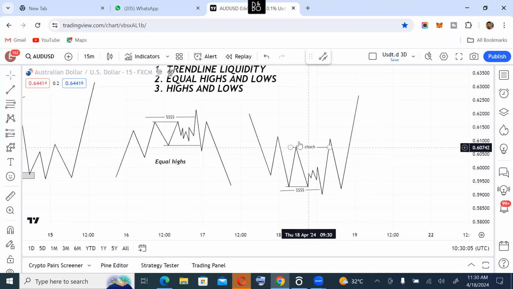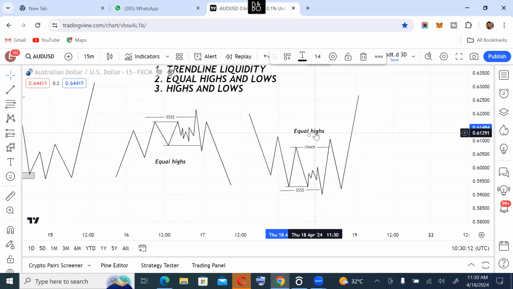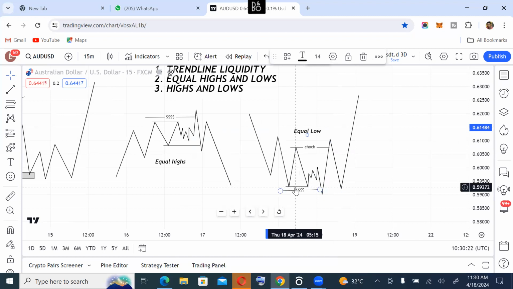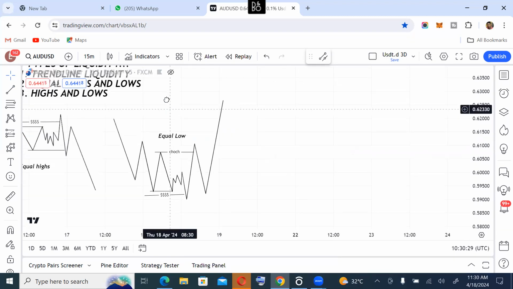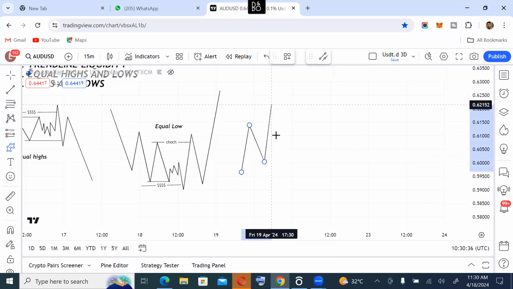So basically, this is equal lows. I'm going to put this here as equal lows. The double bottom is the equal low. Here to here is the equal low. So we want to talk about highs and lows now. This is for liquidity. We're still on liquidity. Price is moving like this, like this, like this.